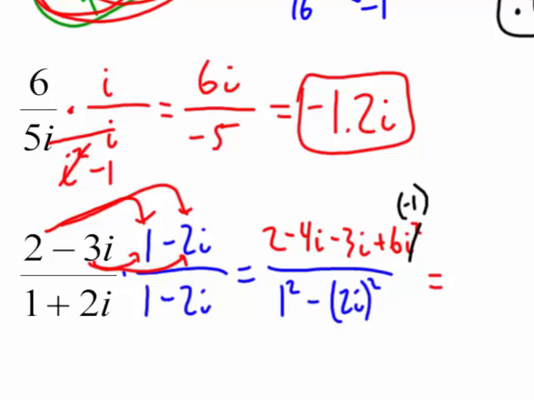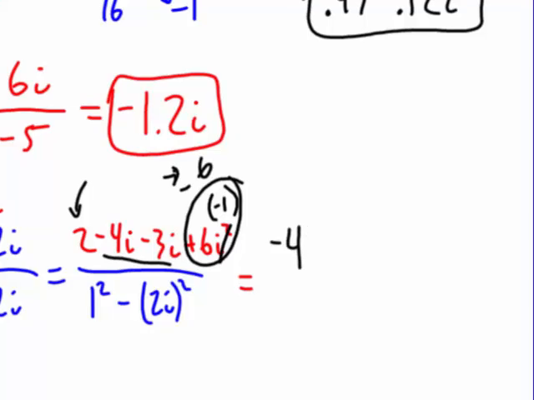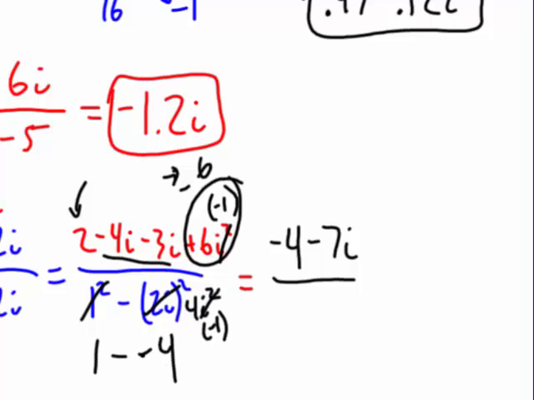So up top we have, this is a negative 6 now. And 2 minus 6 is negative 4. And negative 4i minus 3i is negative 7i. And on the bottom we have 1 minus, well, this is really 4i squared. And i squared is negative 1. So that would be negative 4, right? 4 times negative 1. And we have to add those two now because minus a negative, so that's 5.